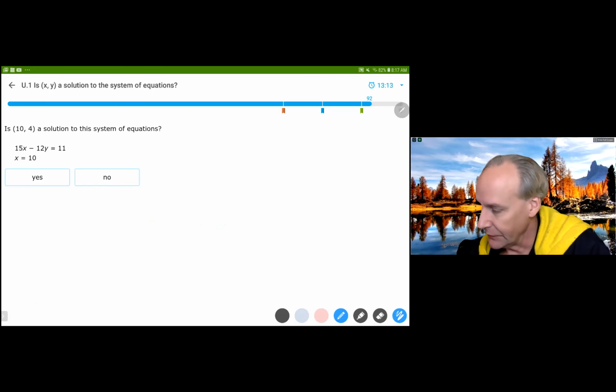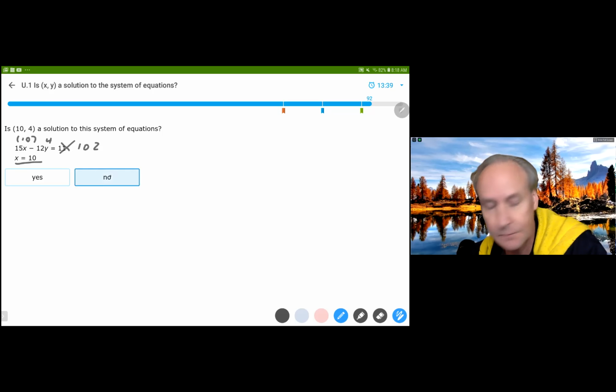All right, now we've got a 10. That's 150 minus 4 times 12 is 48. 150 minus 48 is 102. That is not 11. That's not true. Now the second one is true. Yes, x is equal to 10. But in this first one, this is supposed to be a 10. I'm sorry, it's kind of funky looking. There's 150 minus 48, which is 102. It's not equal to 111, so it's a no.